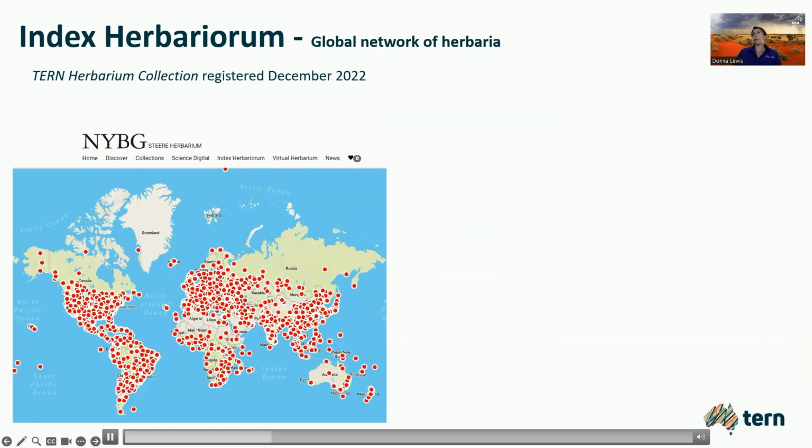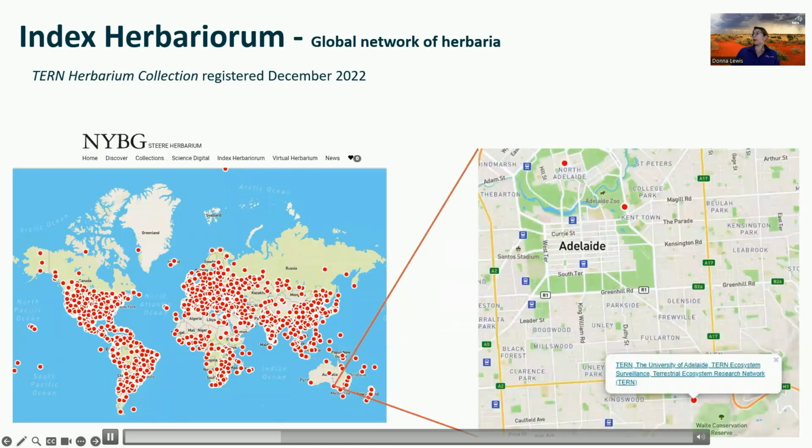As part of this process, we registered the herbarium collection with Index Herbariorum, a global network of herbaria. So here we are, the TERN collection in Adelaide on the global map, and our code for Index Herbariorum, a unique code, is TERN.